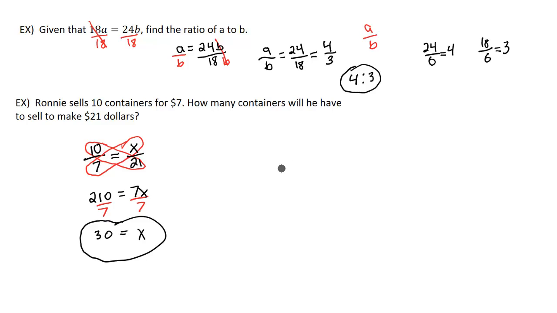Now that leaves us with 2 ratios. 10 to 7, meaning he has to sell 10 containers to make $7, and then also we found out that he has to sell 30 containers to make $21. And that's about it.